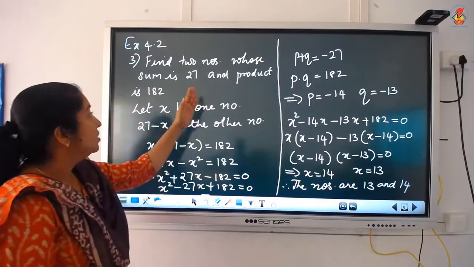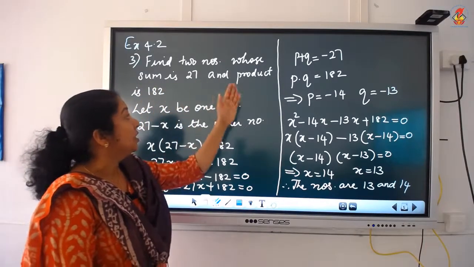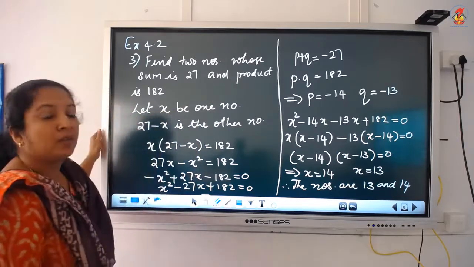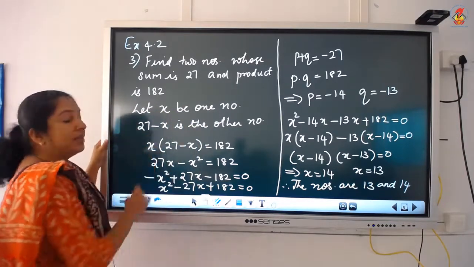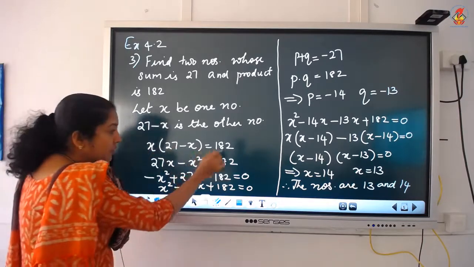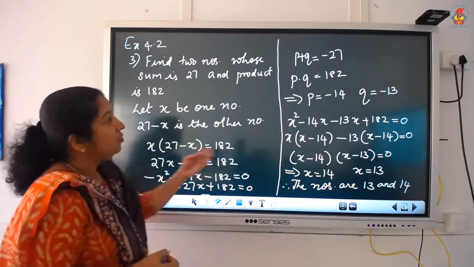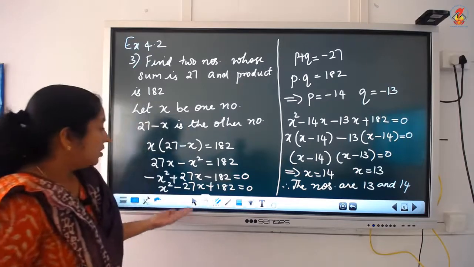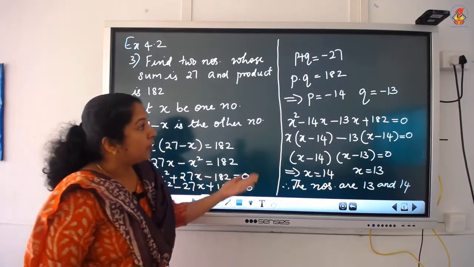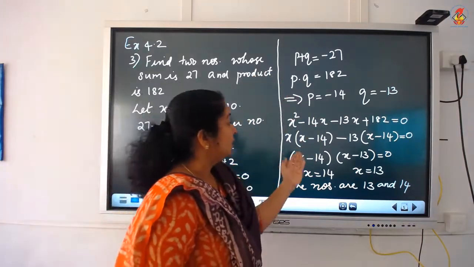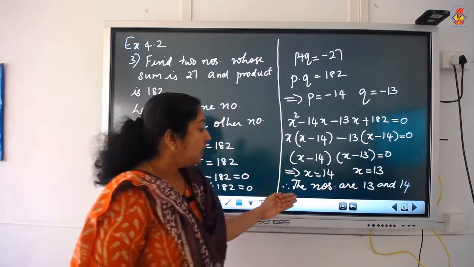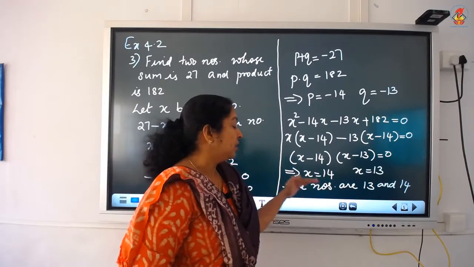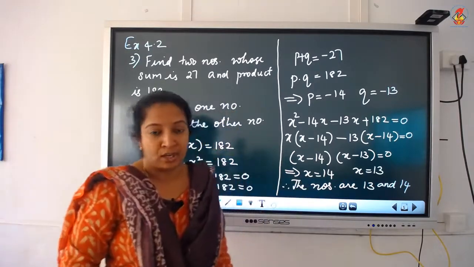Find two numbers whose sum is 27 and product is 182. So, we are supposing one number as x. So, the other number is 27 minus x. Product is given as 182. After that, we are making a quadratic equation, the standard form. Then using the factorization method, we are finding x is equal to 14 and x is equal to 13. Then write the final answer. The numbers are 13 and 14.